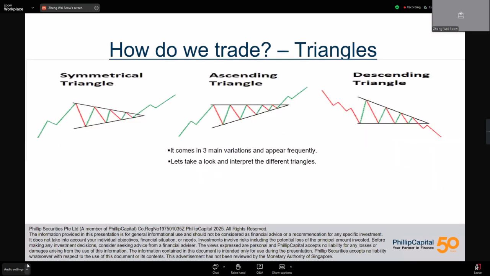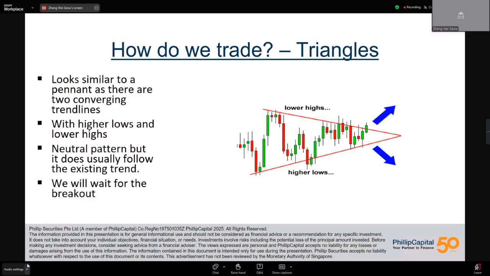Right, moving on. As you can see, it's pretty similar. Why I would say a pennant is a triangle, right? Because the next thing we're talking about will be triangles. There are three different kinds: the symmetrical triangle, ascending triangle and descending triangle. So let's go through the triangle first.